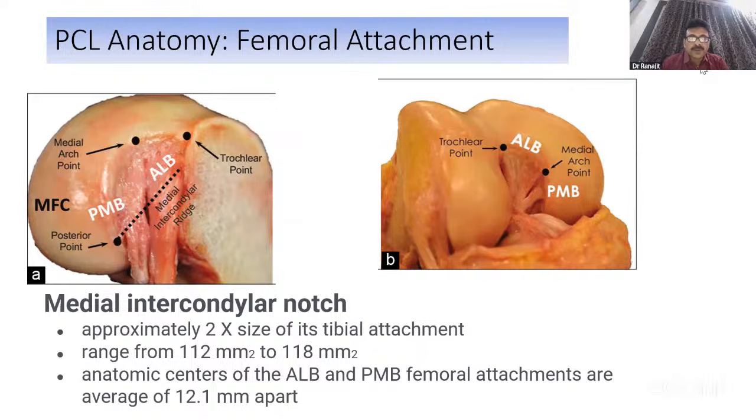As per Laprade, the medial femoral condyle is divided into 3 points: trochlear point, medial arch point, and posterior point. So the PCL femoral attachment is dispersed over this entire area. From the trochlear point to the medial arch point is the anterolateral bundle, and from the medial arch point to the posterior point is the posteromedial bundle.